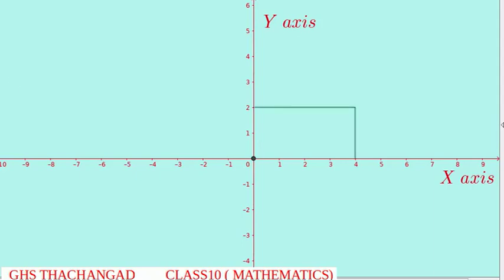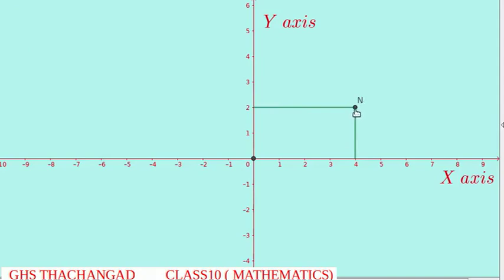Then here I want to mark a point. This point is 4 units right and 2 units up. I'll mark a point there. Okay, I'm marking a point here. Point N is the point I marked.